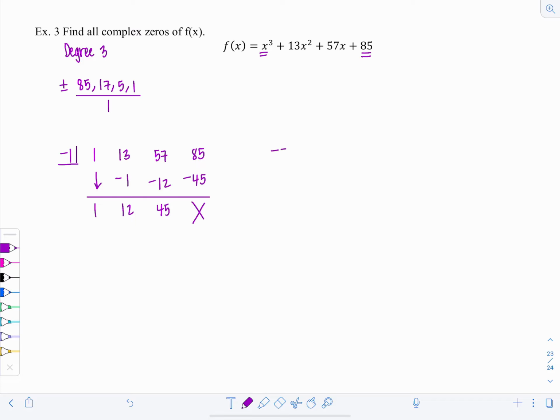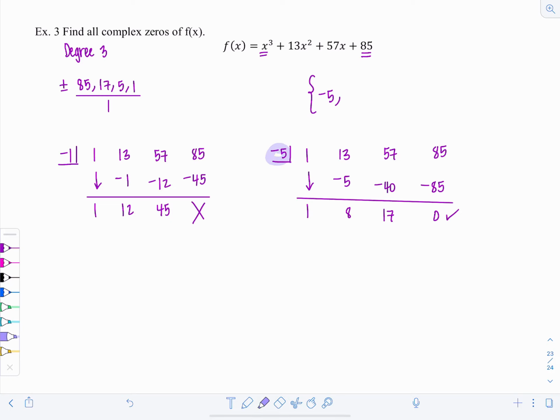All right, so you play around with it perhaps. And guess what works? Negative 5. Yes. So we have 1, 13, 57, 85. Bring down the 1. This is negative 5. This is 8. Negative 40. 17. Negative 85. Ding, ding, ding. So in the solution set goes negative 5 before we forget. Negative 5 works.